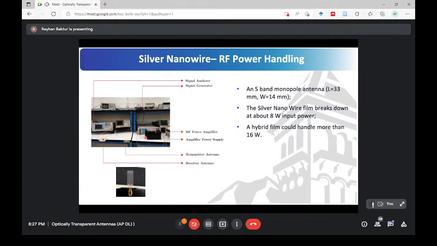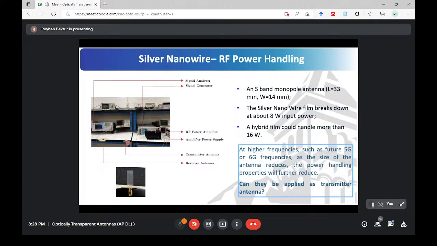So we made a monopole antenna with a silver nanowire. We put it here, and then we amplify our input signal with this big power amplifier. The receiver here is an antenna of the same shape, but made of copper tape. We started to put more and more RF power in, and this is what we got, a hybrid film.